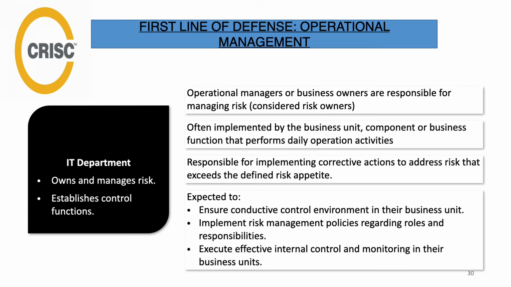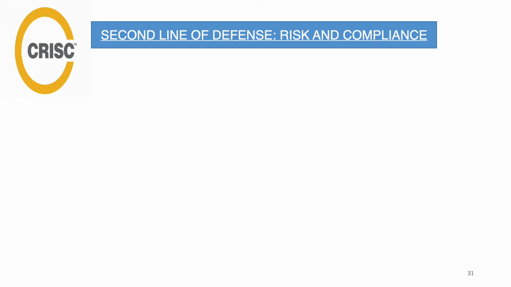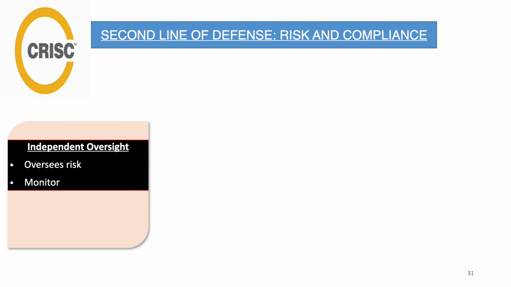Right? Okay, moving further ahead, let's discuss the second line of defense, also known as the risk and compliance function. The second line of defense is the enterprise compliance and risk function that provides independent oversight of the risk management activity of the first line of defense. The compliance and risk function may have their own management and governance committees that are part of the enterprise risk management framework, or may have direct reporting lines to the appropriate ERM.